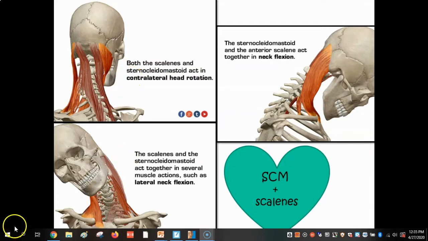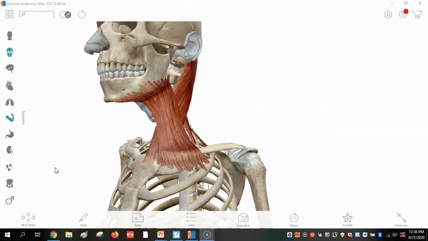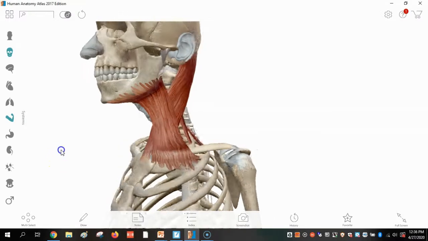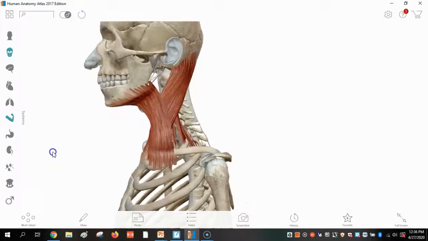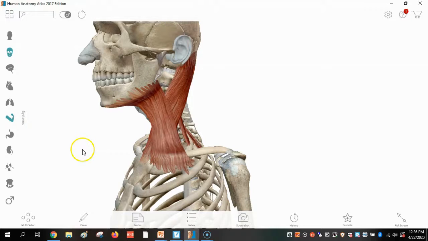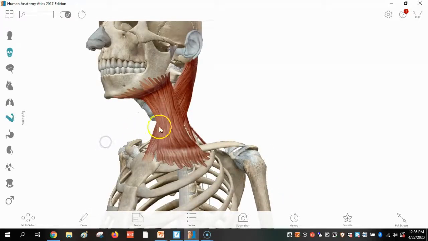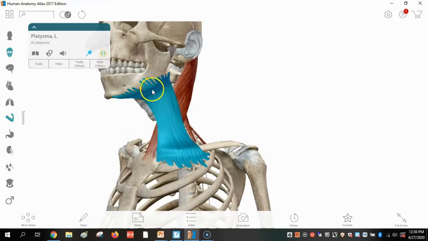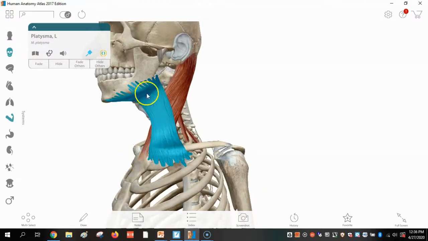So let's take a look at our atlas. You'll notice I have some muscles pulled up here that are in the same vicinity as the scalenes. First off, we've already learned this muscle here. I'm hoping you remember it from our facial expression group. And this muscle is known as the platysma. So notice that is the most superficial in this region, and it's very broad.